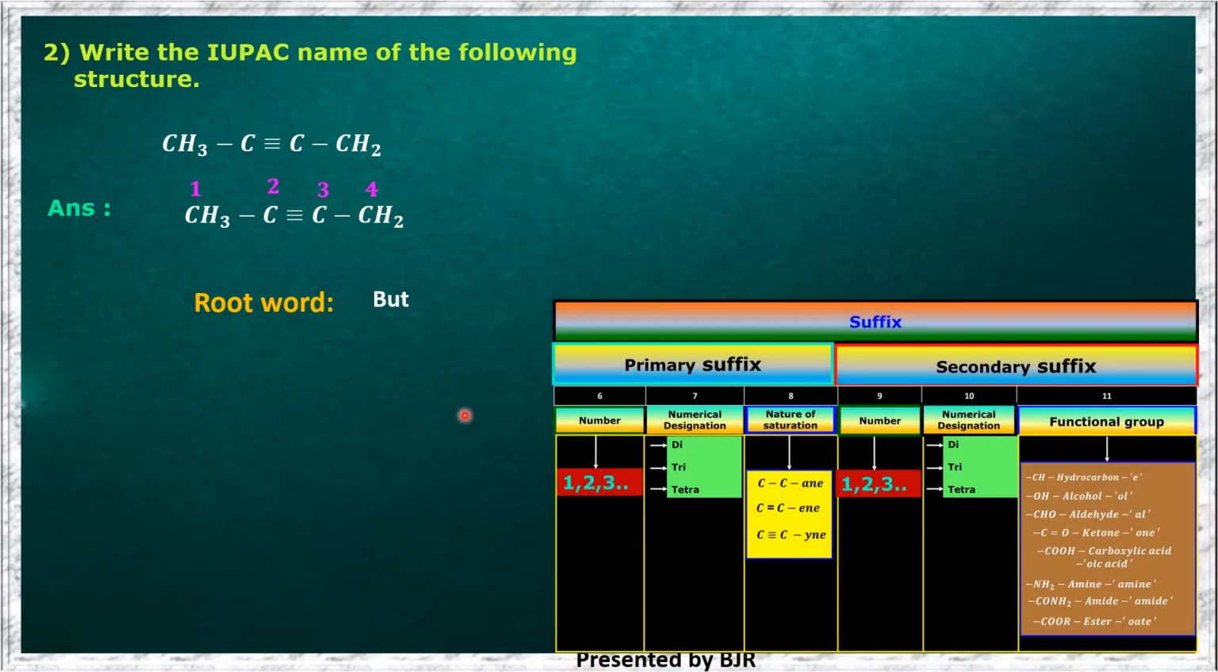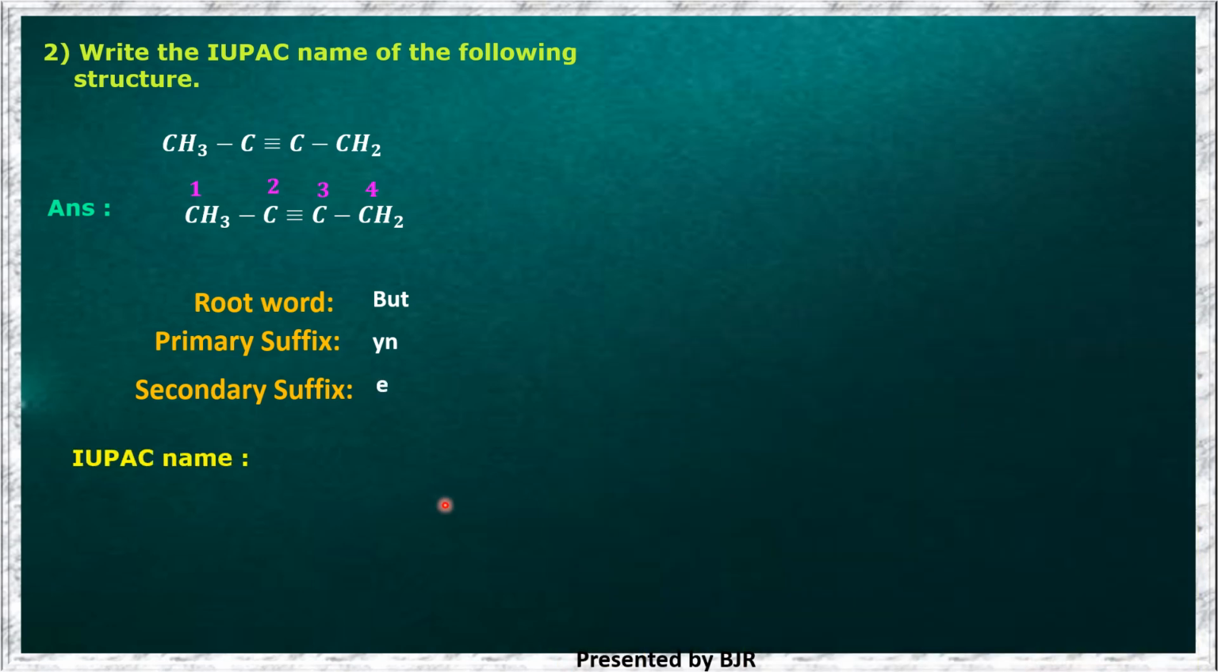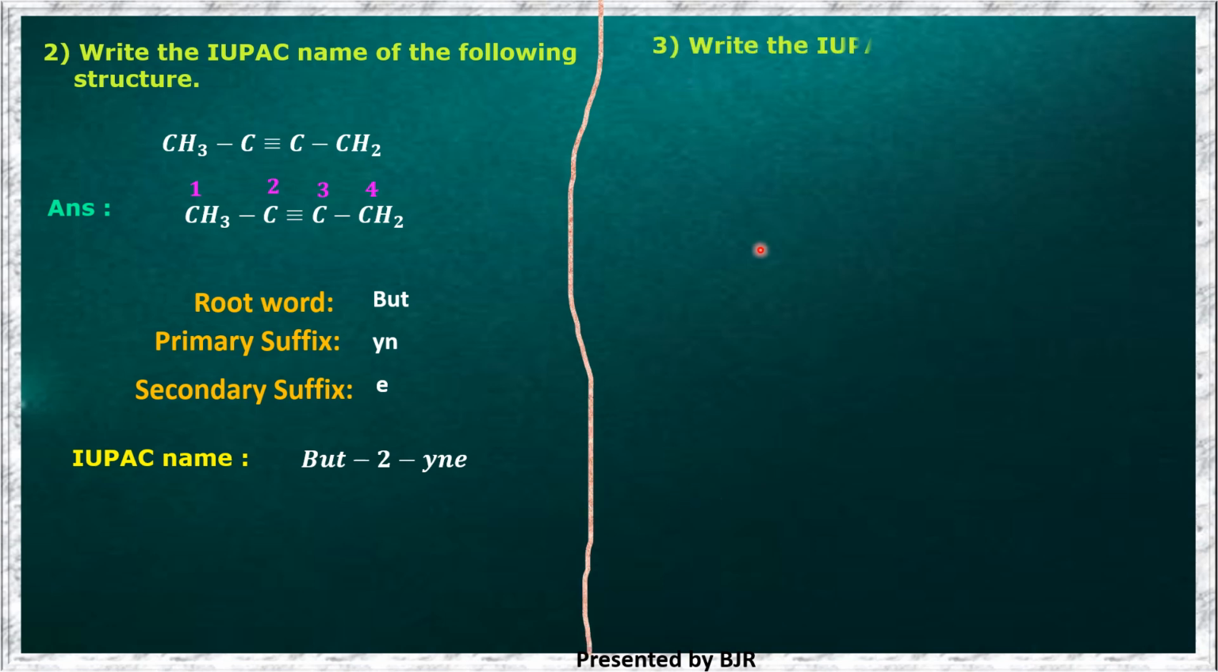and primary suffix, triple bond is there, it is yn. Secondary suffix, only hydrocarbons are there, it is E. So the name of this structure is but-2-ine. But-2-ine. Okay. And let us see one more structure.